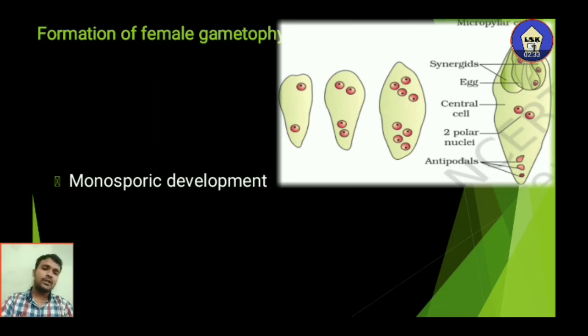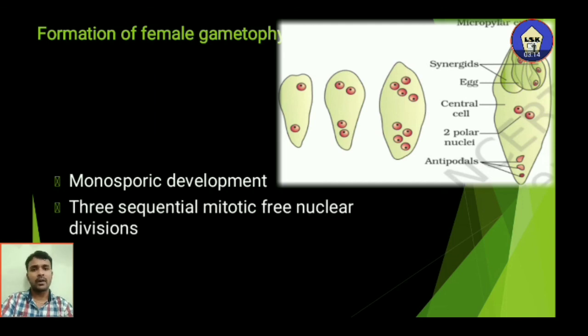So normally in case of angiosperms, the development of embryo sac is specifically known as monosporic development. What is meant by monosporic? Mono means single. As I told earlier, only one of the nucellus cells present towards the micropylar end acts as a megaspore mother cell. So only four megaspores are formed. But out of four megaspores, only one will continue its further developmental processes, and the remaining three will degenerate. So one megaspore develops into one female gametophyte. So this type of development is called monosporic development.